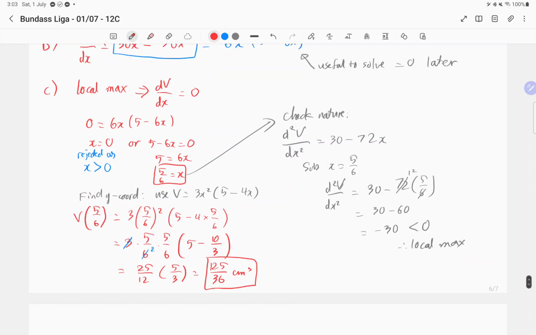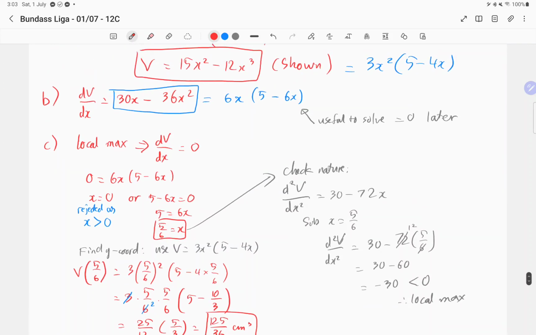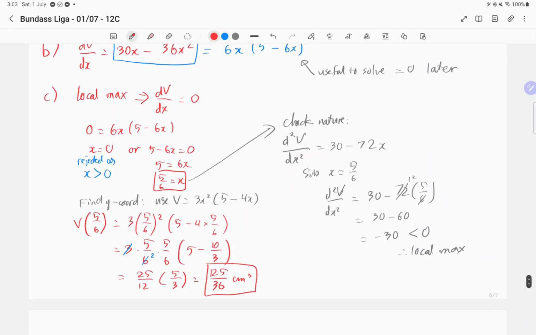However, for this one, question C, I would still check the nature, because they said to find the coordinates of the local maximum, and we found out that there are two values. One is rejected, but you gotta make sure the other one is a local maximum. So I'll use the second derivative to check for the value. Or if you want, you can use the first derivative and then use the table, the gradient table. That might be a bit easier. But yeah, I just use the second derivative because this chapter is about the second derivative.